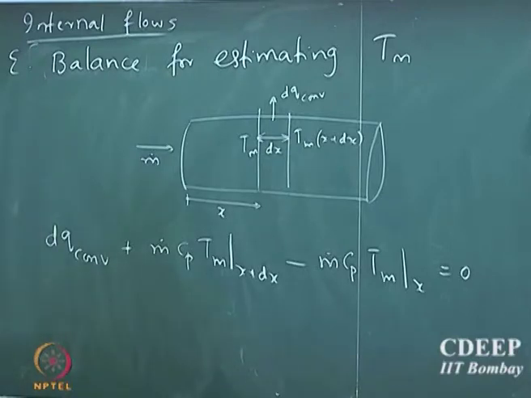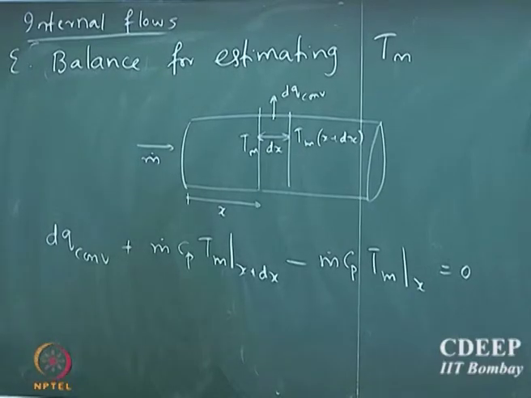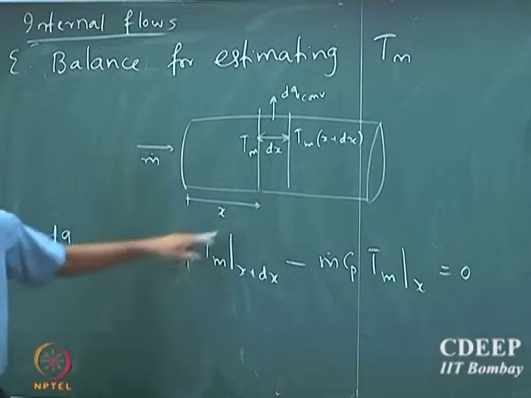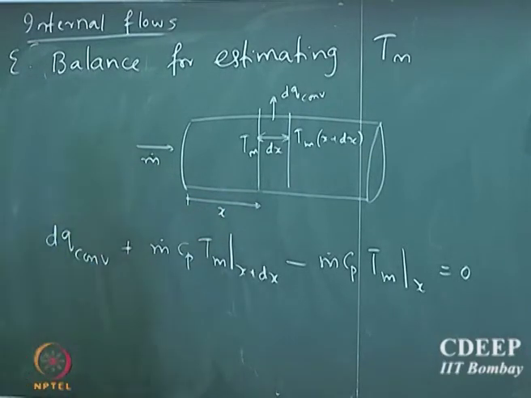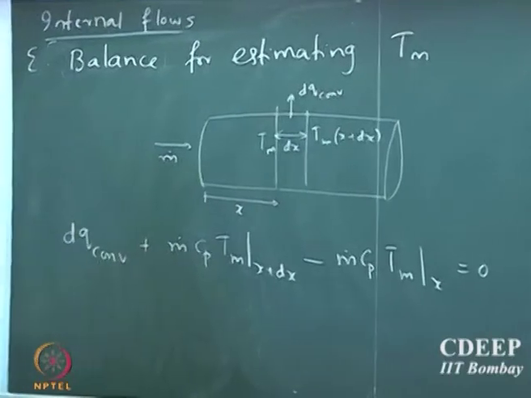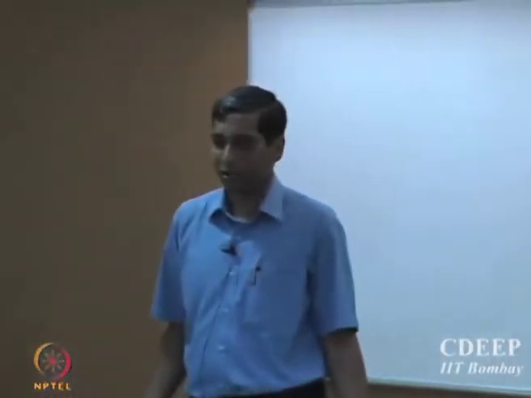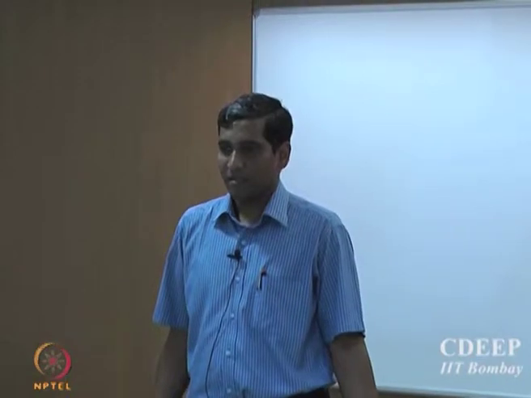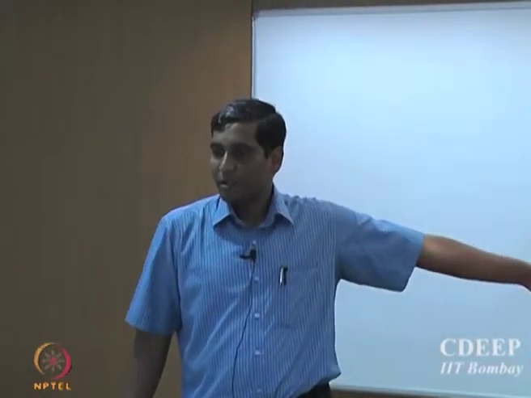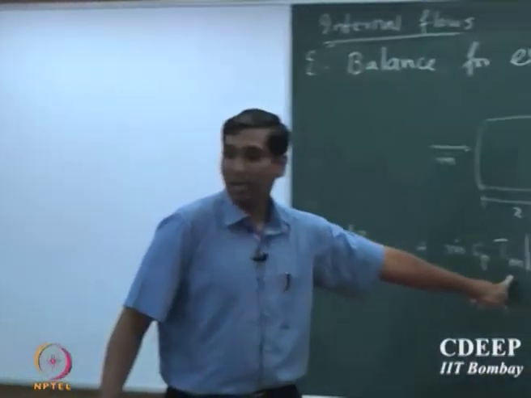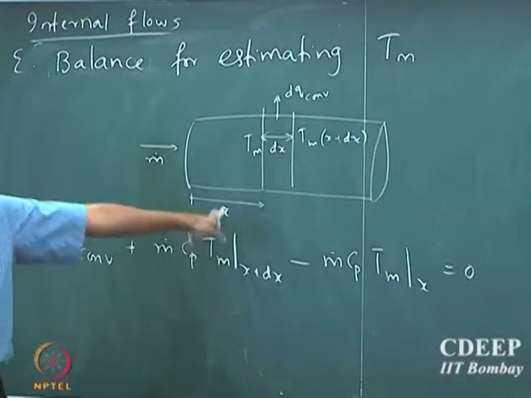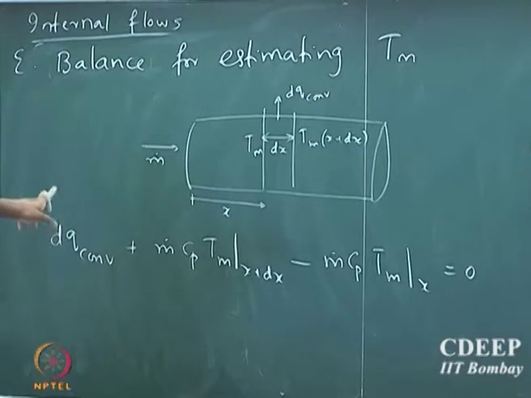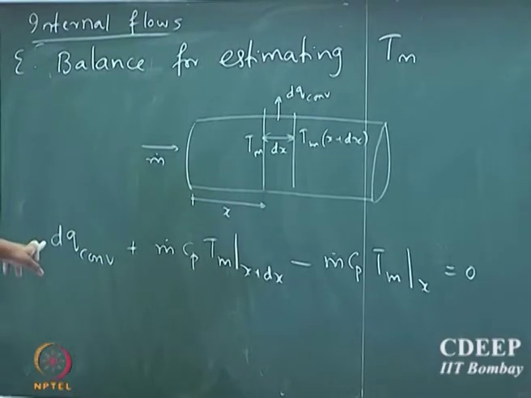What about the conduction? Yeah, there will be conduction. This is the overall balance, right? So conduction is accounted here. No, be very careful. This is the mixing cup temperature, right? Now when you want to write conduction, you have to write the local temperature. So here we have lumped everything.